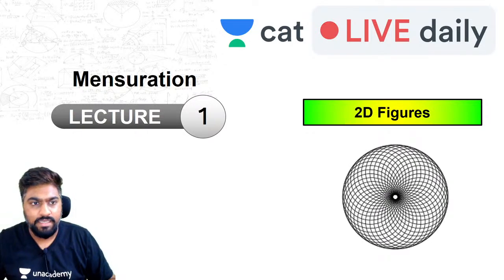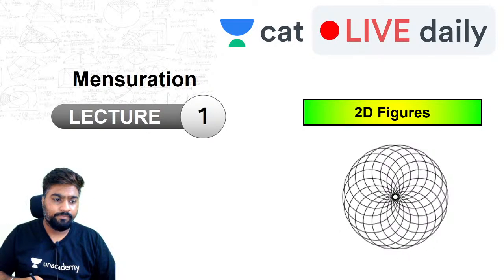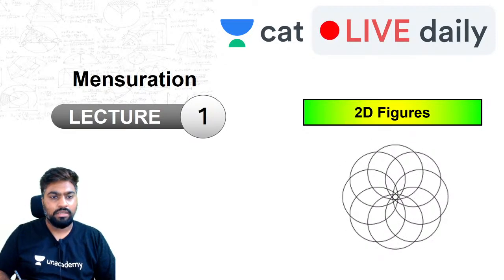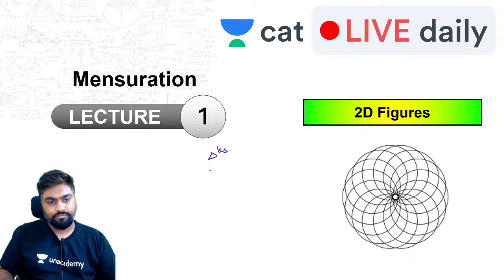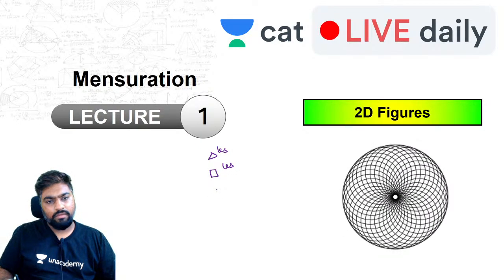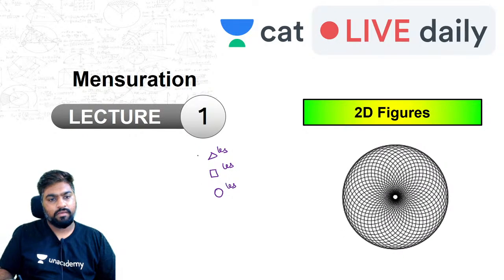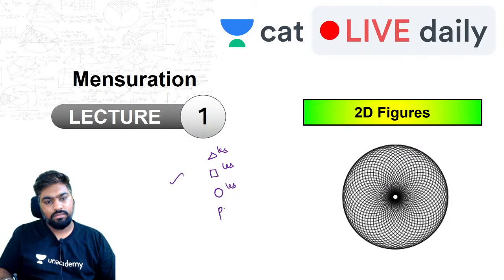This is our first lecture on mensuration. Today we are going to cover two-dimensional mensuration. That is, we'll be starting with all triangles, all quadrilaterals. We'll be dealing with all circles. Yes, this is today's aim. We will also be doing polygons.